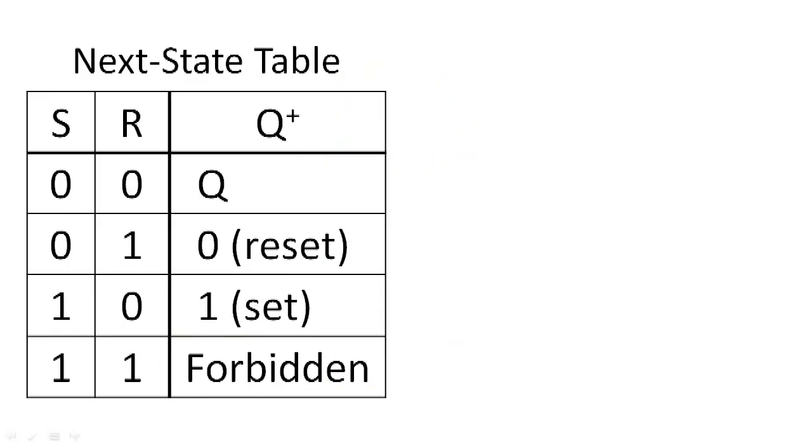We can describe the SR latch's behavior with two tables. We use the first table when we know the inputs and the value of the current state Q, and we want to know the circuit's next state, Q+. So here we see that the first input combination holds the current state into the next state. The second input combination resets the next state to 0, hence why R is 1 for reset. The third input combination sets the next state to 1, hence S is 1 for set. And the final input combination is forbidden.